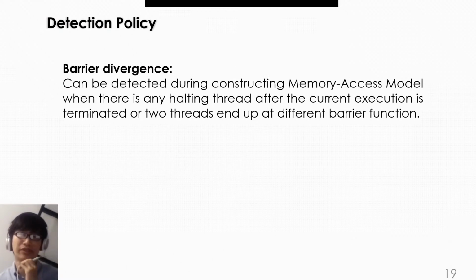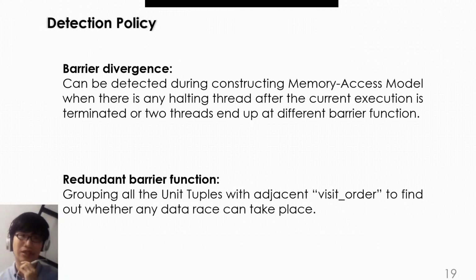Barrier divergence can be detected while constructing the memory access model, when there's any healthy thread after the group execution is terminated, or 2 threads end up at different barrier functions. For redundant barrier functions, we group all the unit tuples with the same address and within order to find out whether any data race can take place. If not, this barrier function is redundant.